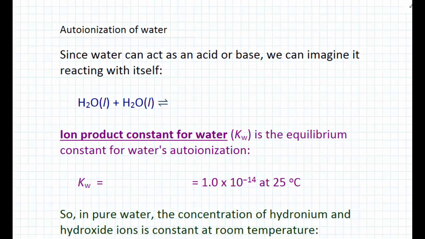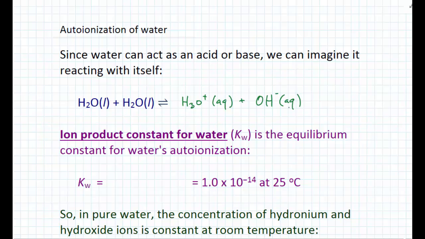Water can act as an acid or a base. It is amphoteric. We can imagine it reacting with itself. If one of them acts as an acid and the other one acts as a base, we could imagine one of them donating a proton to the other. So what would the two products be if that happened? Hydronium and hydroxide. Okay. And that actually happens.